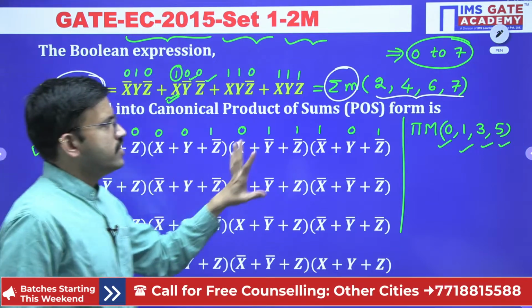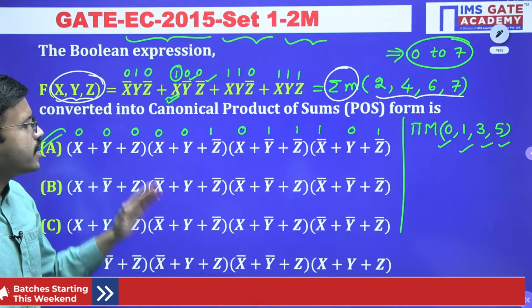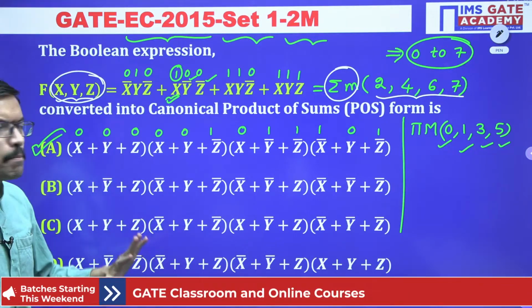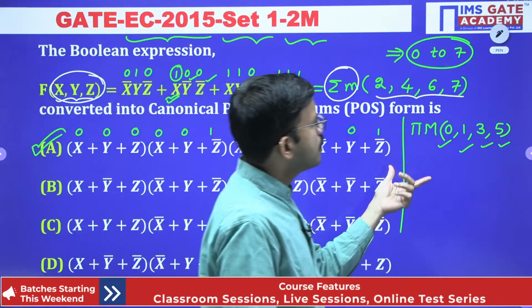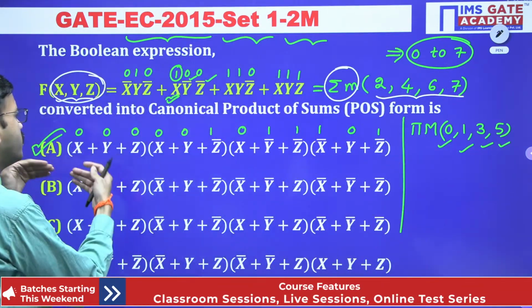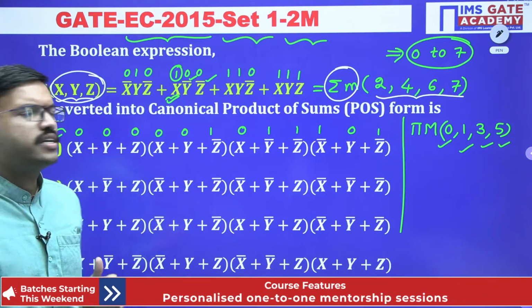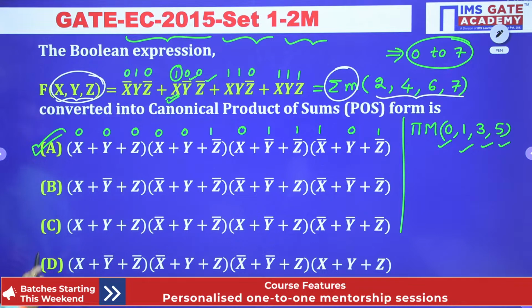So with the help of the number of max terms, initially we were unable to eliminate even a single choice, but the moment you have written the max term numbers, after that when you started verifying option by option, luckily option A is satisfying. So option A is the correct answer for this question.